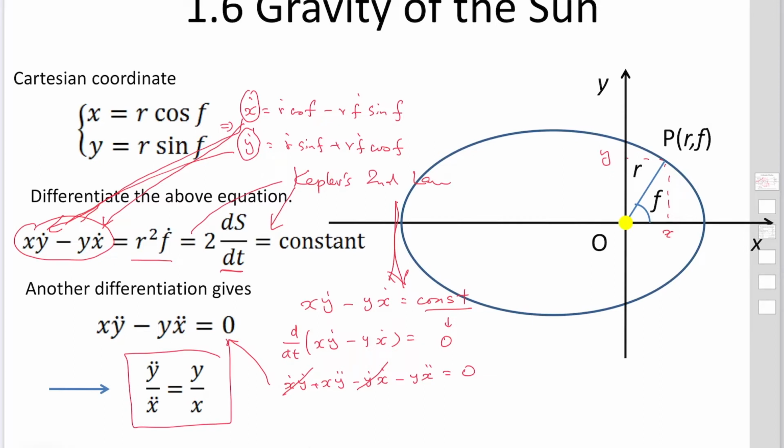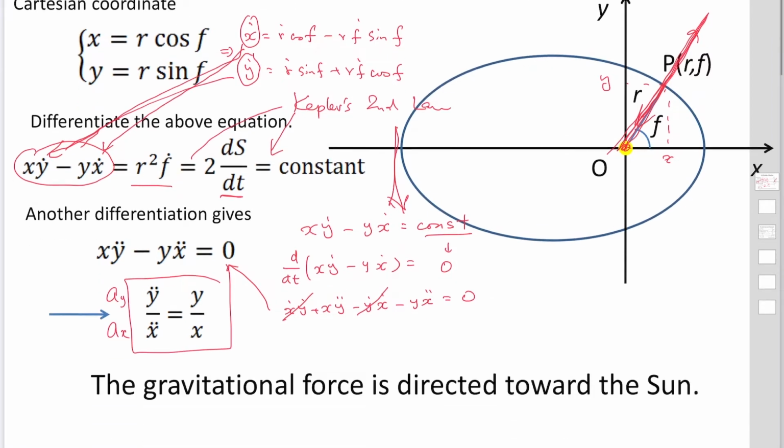So the acceleration a_y over a_x means the acceleration is directed along these lines. It could be directed outward or inward. We discovered the acceleration is directed toward the Sun. Acceleration is proportional to the force, so the gravitational force is directed toward the Sun. The Sun is the source of the gravity. Using Kepler's second law, we discovered these relations.